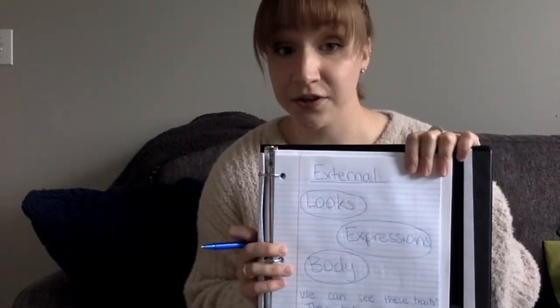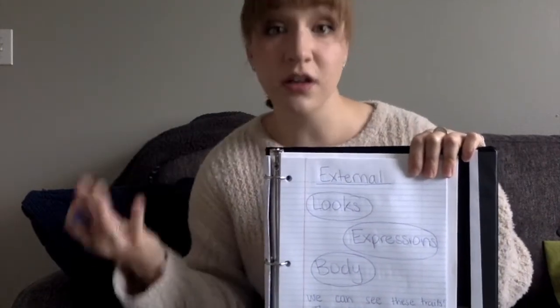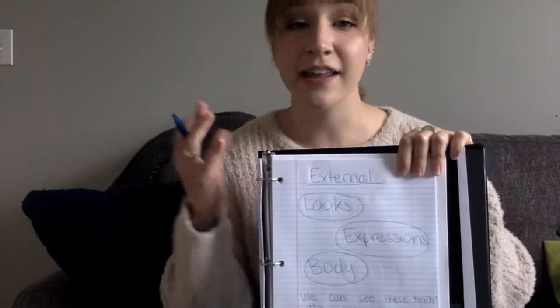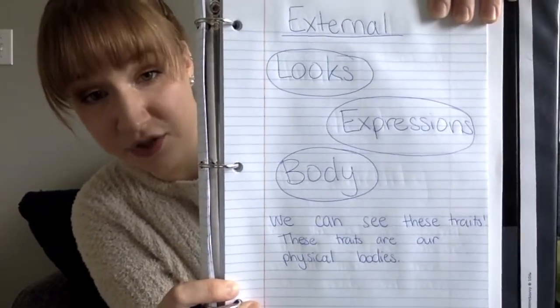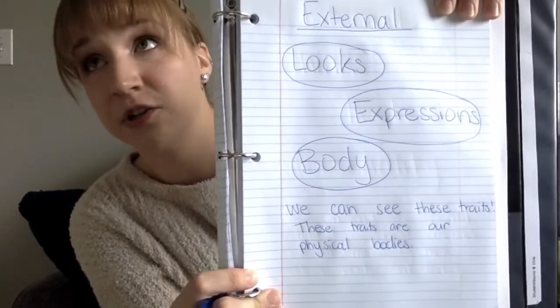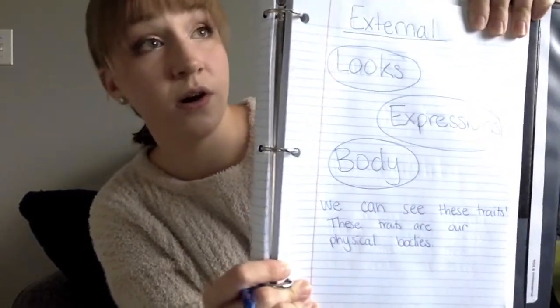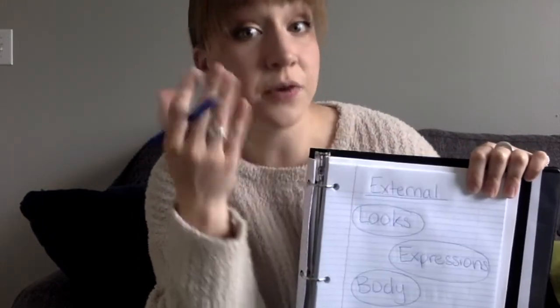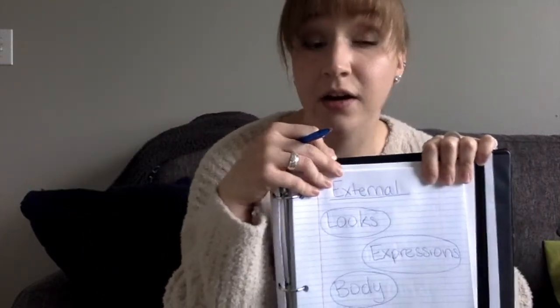So now external traits. Those are the traits that we do see. So those are looks and expressions and our bodies. So we can see these traits, and these are our physical bodies. So external traits could be short or tall or thin or small or green-eyed or blonde hair or brown hair.